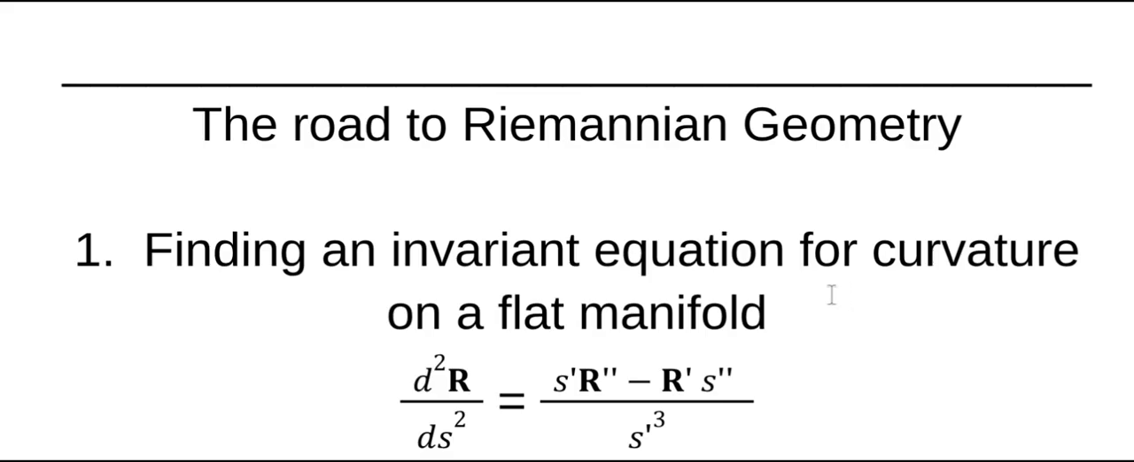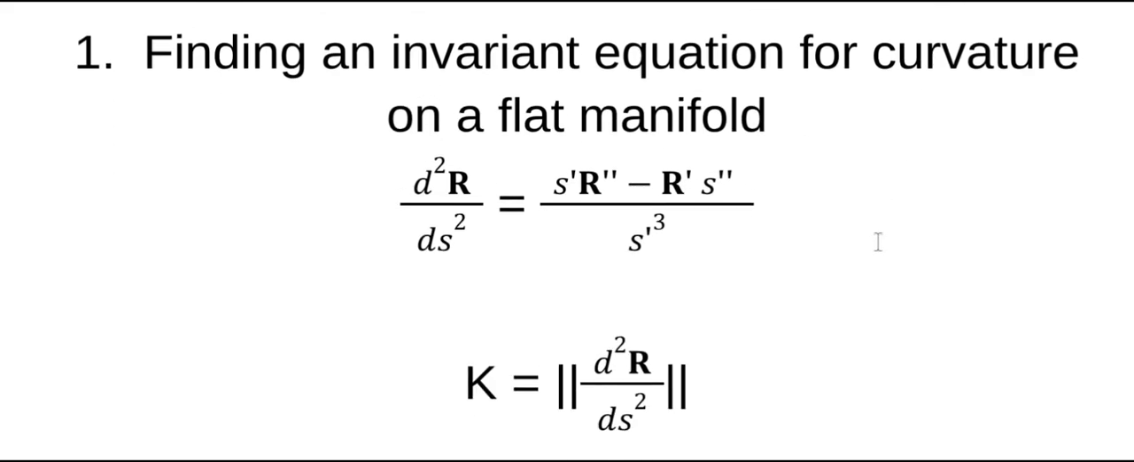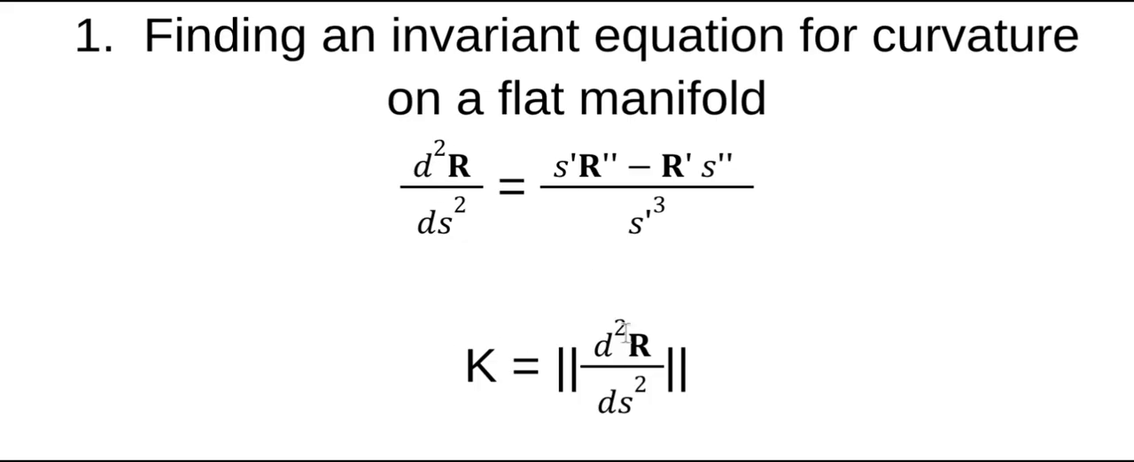Okay, so we're going to wrap it up with finding some information about Riemannian geometry. This isn't necessarily related to general relativity. We're just looking at curved manifolds. In the first one we did, we found an invariant equation for the curvature on the manifold by this equation, and the magnitude of this vector is called the Gaussian curvature.